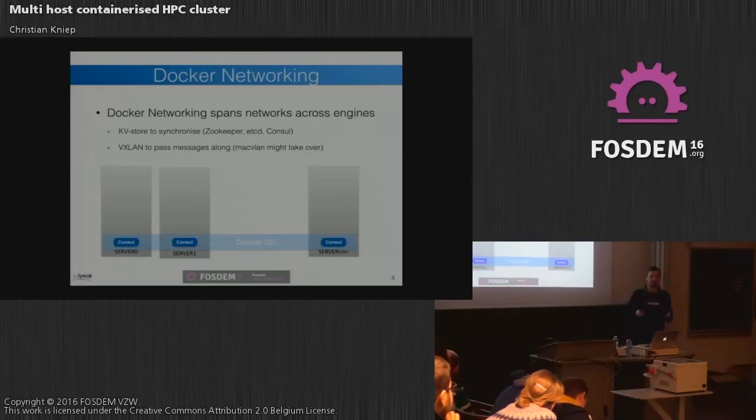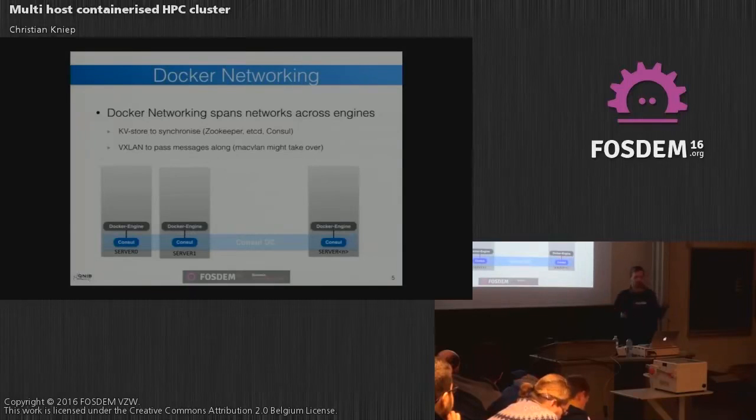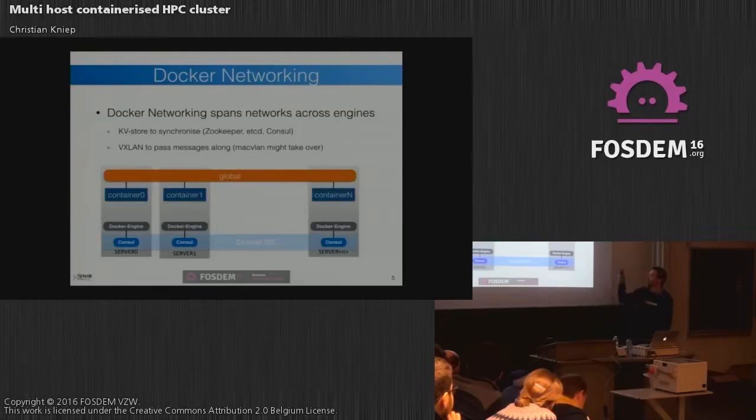You can have multiple servers, and they all have to have a key value store to synchronize the different engines. So now we have the Docker engines hooked up to Consul in my example. It could be ZooKeeper or etcd as well. And so they use VXLAN to create networks that span across complete hosts. So for instance, I could create a global network that spans across all nodes, and then I start containers on different nodes, and they will have the same networking address space, so the same subnet across all nodes. And I don't care where the nodes or the containers are spun up.